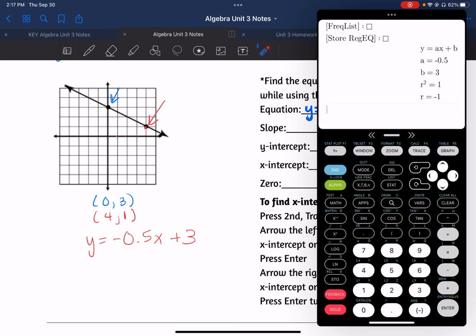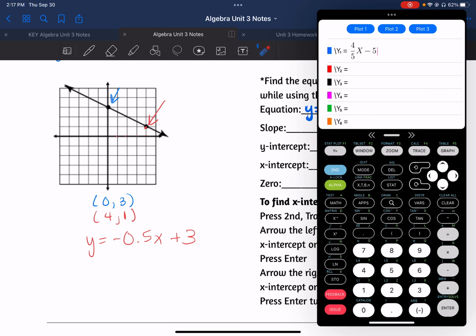So what you need to click is this button right here, y equals. Okay, let's clear out what we have here. Press clear and it will get it erased. Now we need to type in negative 0.5x plus 3.